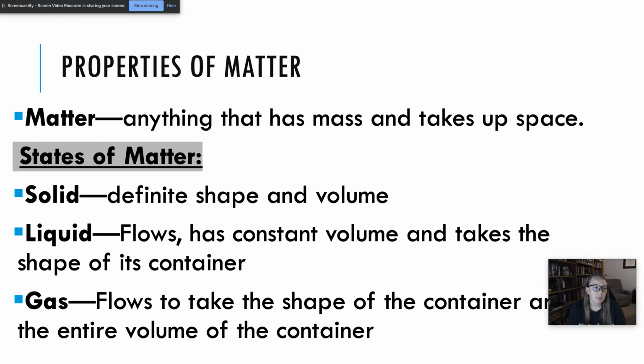So there are 3 different states of matter that we're going to talk about. The first is solid. Solids have definite shape and volume. So those things do not change. Liquid flows, so they have constant volume, but the shape does change because it takes the shape of its container. Gas is the third type of matter, and it flows as well to take the shape of the container, just like liquid.